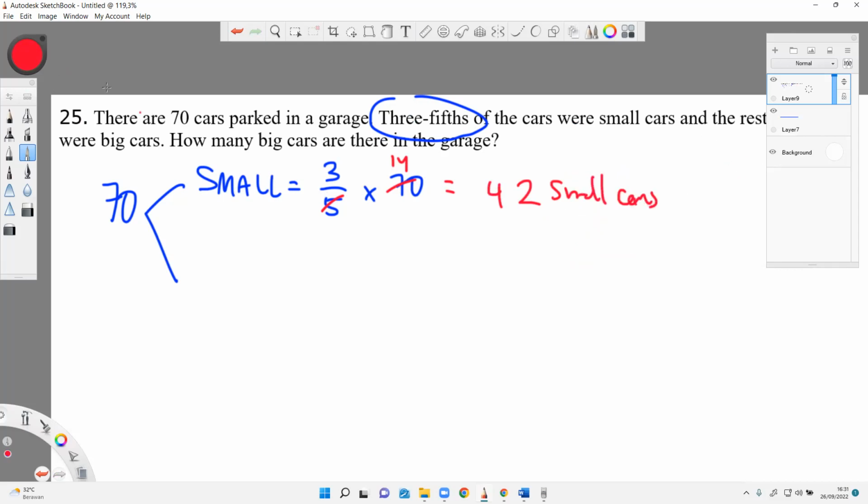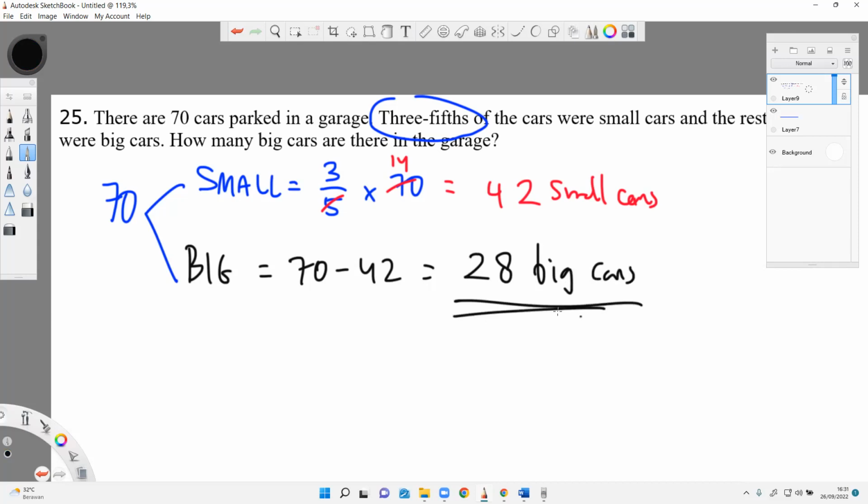And the rest were big cars. So it's very simple to calculate the big cars. You just subtract 70 by 42, and you will get 28 big cars. Okay, the question is asking you clearly about the big cars. How many big cars are in the garage?